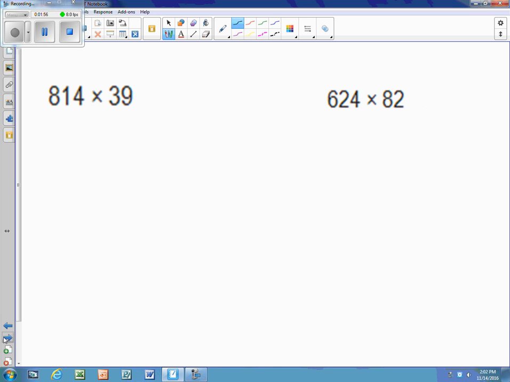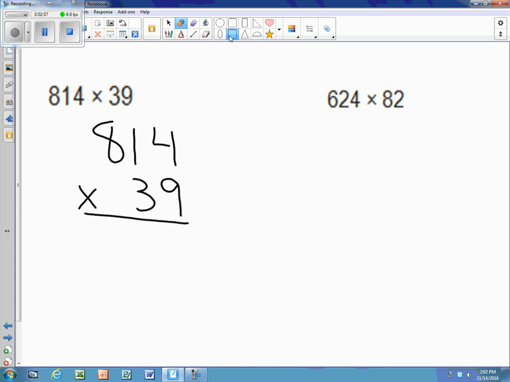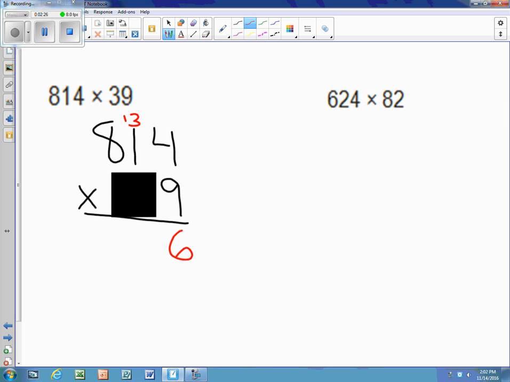Next problem, we have 814 times 39. Once again, we're going to create our post-it. So we're going to cover up our 3, and we're going to make sure that we multiply. So we're going to start by multiplying 4 times 9, which is 36. We carry the 3. 9 times 1 is 9, plus 3 is 12. We put our 2 down, and we carry our 1. 9 times 8 is 72, plus 1 is 73.